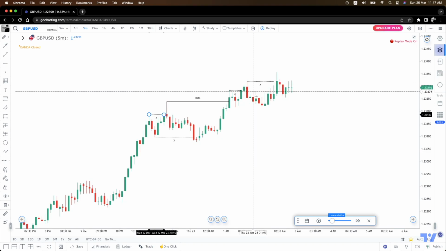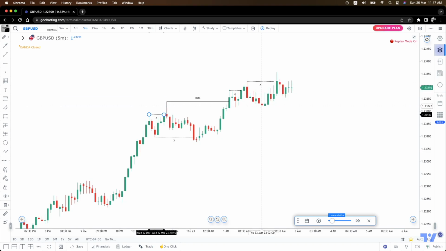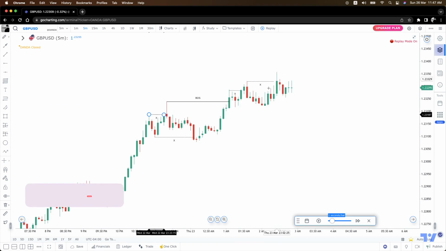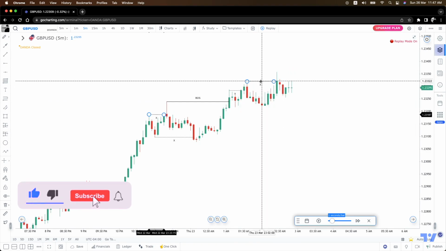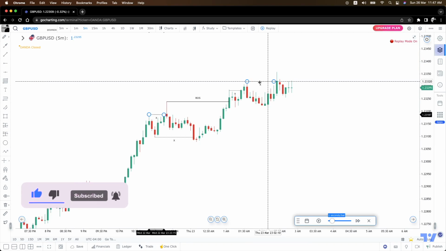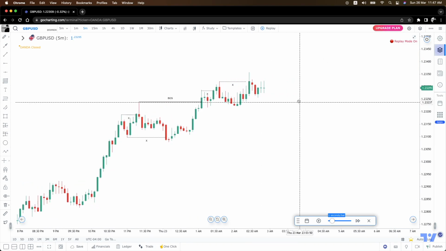Now look at what happens. Price does another dip, another pullback, another correction right there. But that correction is not taking any liquidity right here. And because it's not taking any liquidity here, the price pushes up again. This is not a break of structure. This is just a minor inducement.